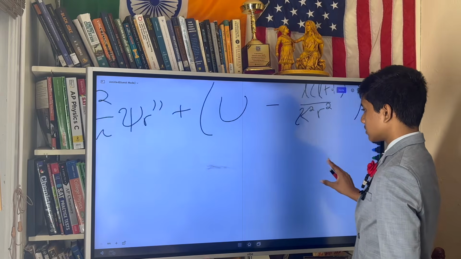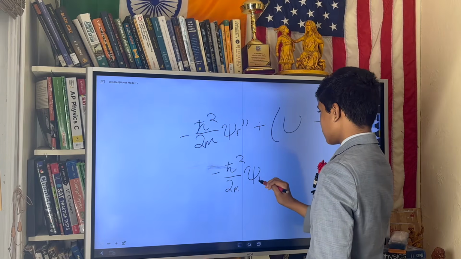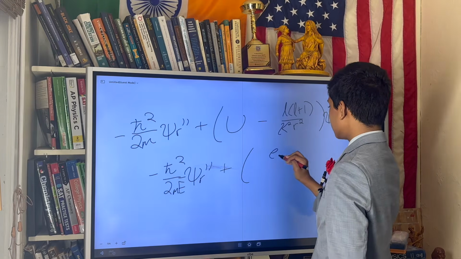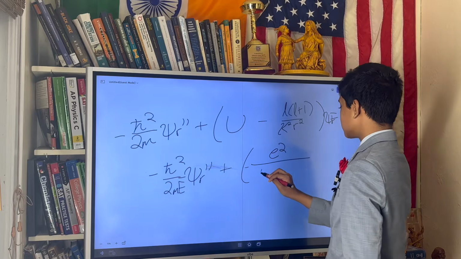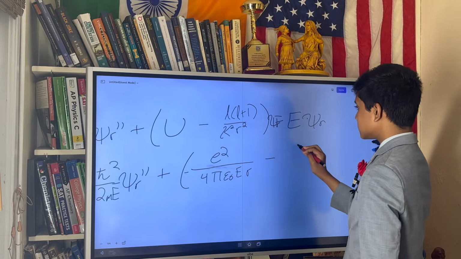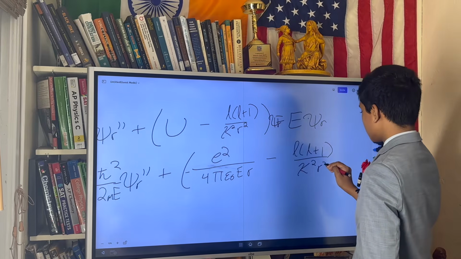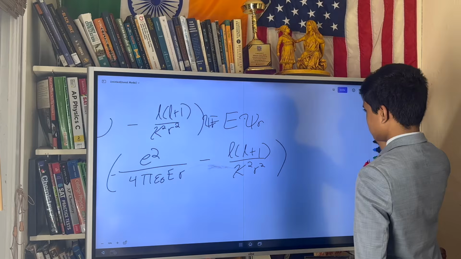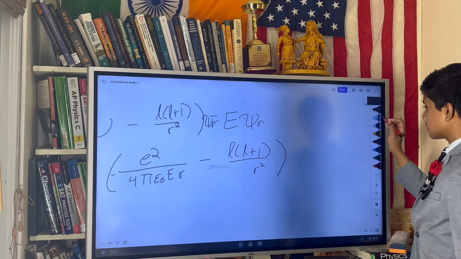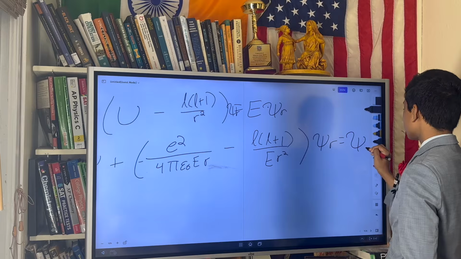So, this gives us, once dividing by E, the energy, plus minus e squared over 4 pi epsilon naught E r, minus L times L plus 1 over r squared. Psi r is equal to psi r.